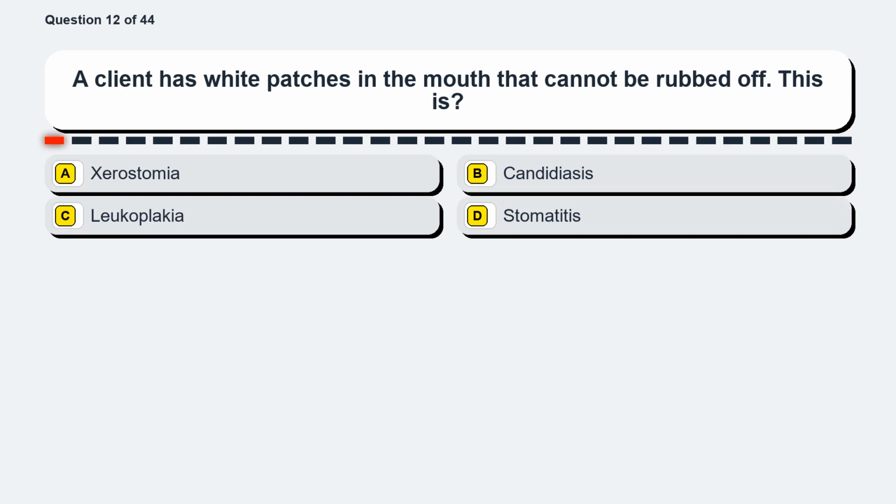Question 12. A client has white patches in the mouth that cannot be rubbed off. This is option A, xerostomia. Option B, candidiasis. Option C, leukoplakia. Option D, stomatitis.